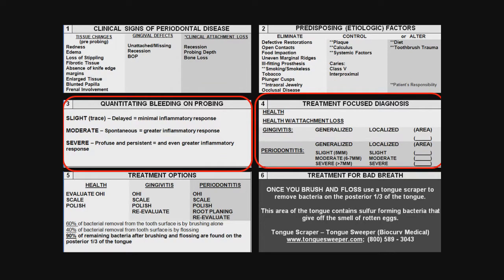It's not the purpose of this particular video to discuss the signs and symptoms of periodontal disease, nor to discuss the predisposing factors. We're going to focus today on section 3 and 4. One, a quantitative way of determining bleeding on probing, but the major focus is going to be on number 4, the treatment-focused diagnosis. At the end, we will discuss briefly 5 and 6.